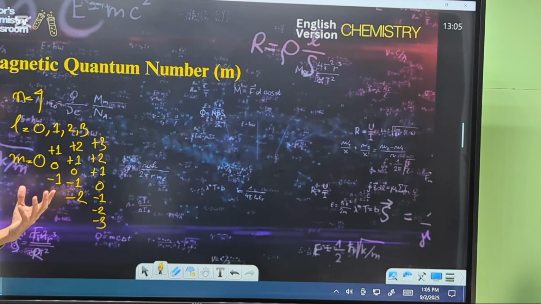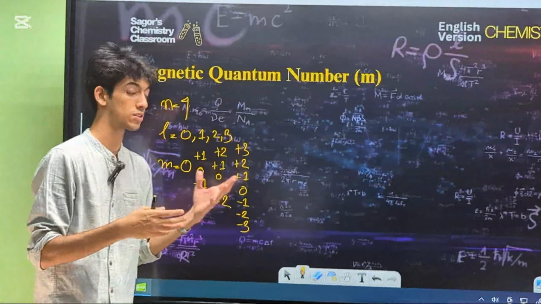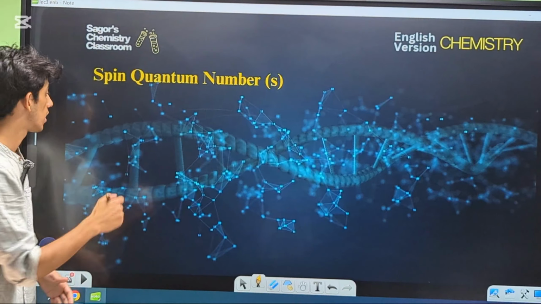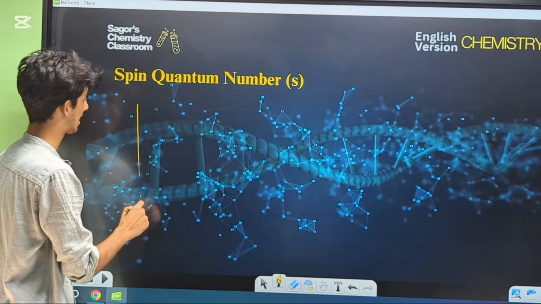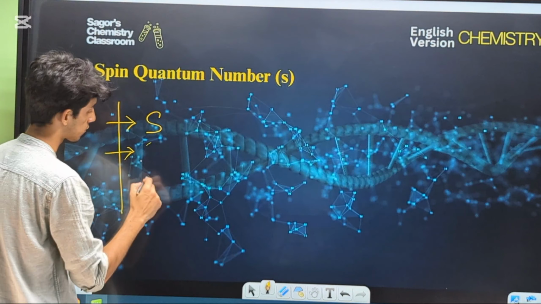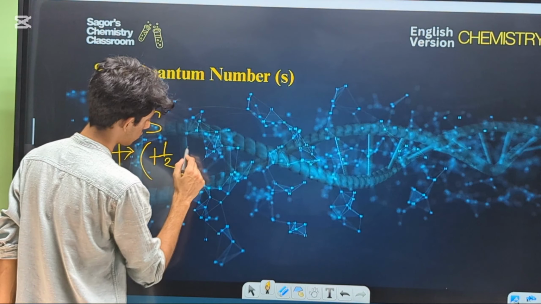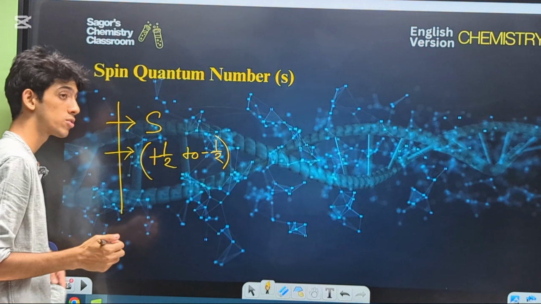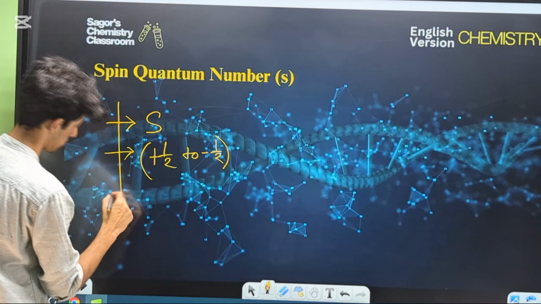So every suborbital has its own divisions. This is the fourth quantum number, the spin quantum number. It is indicated by the small letter s, and it has just two values, from +1/2 to -1/2, and it denotes the direction of rotation of an electron.